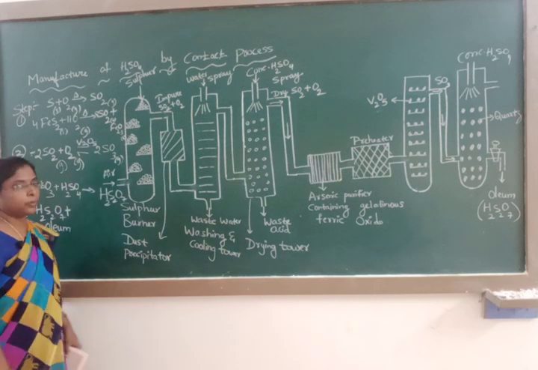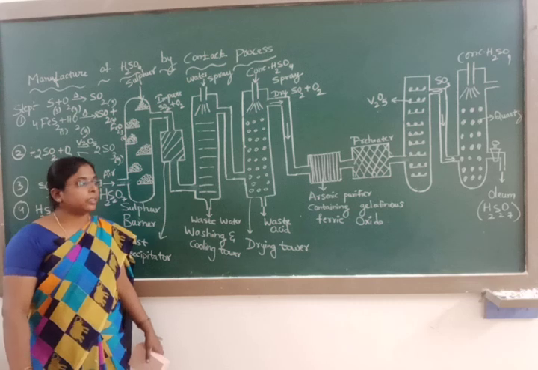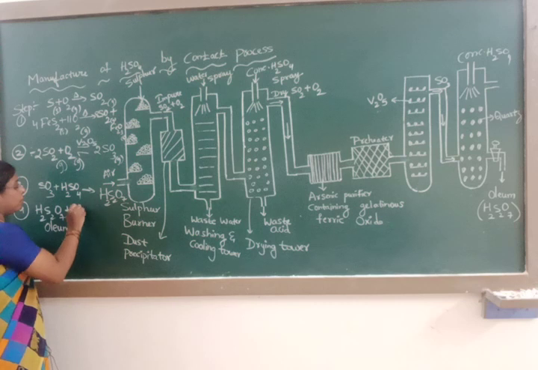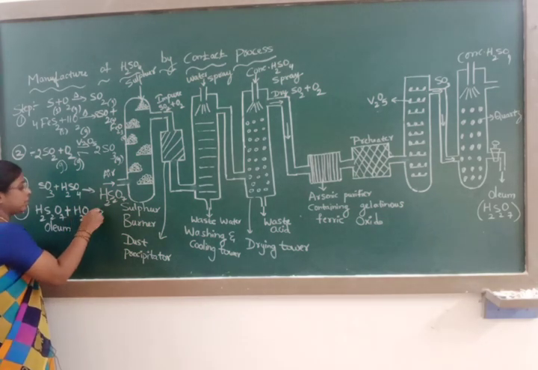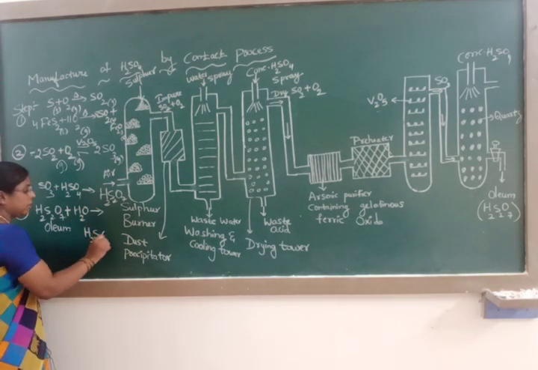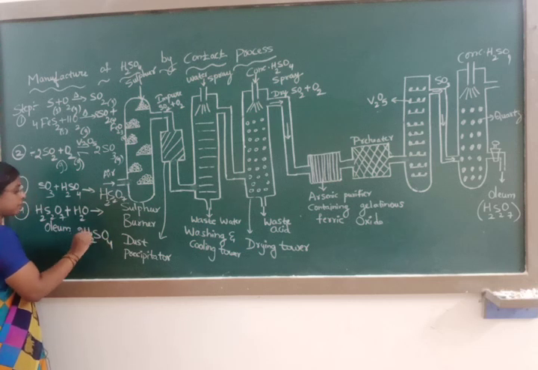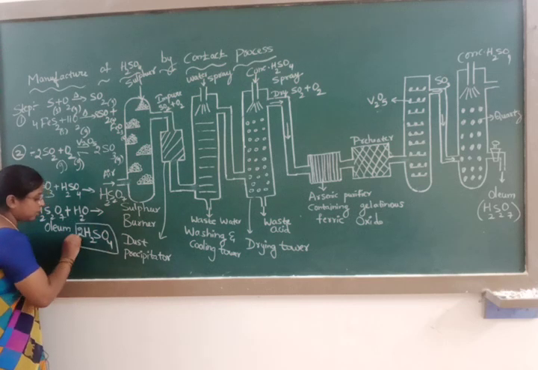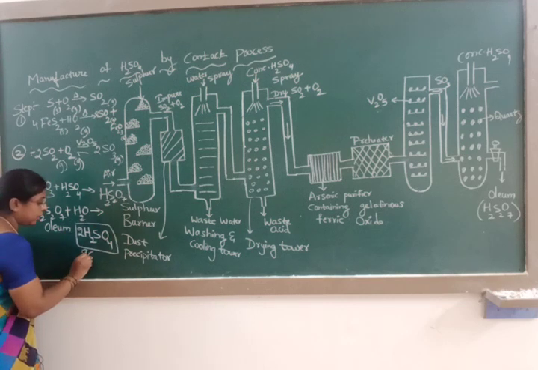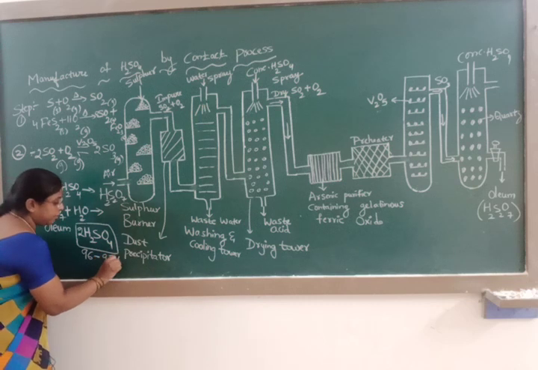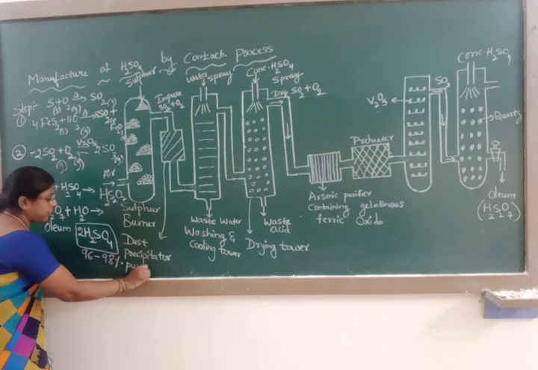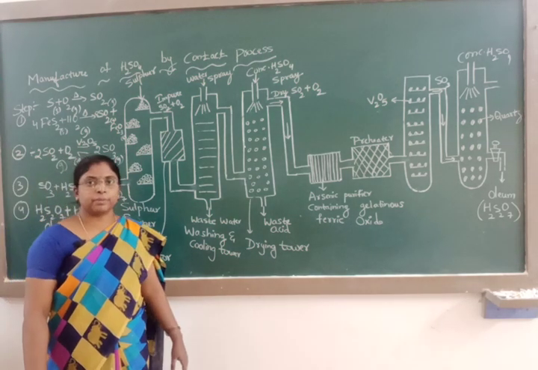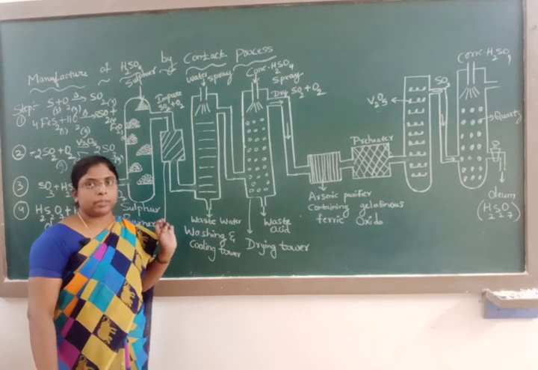The obtained oleum is collected in the receiver, and it is treated with a calculated amount of water. We get our desired product, concentrated sulfuric acid. In this way, the concentrated sulfuric acid obtained by the contact process is about 96 to 98% pure. This is the manufacture of sulfuric acid by the contact process.